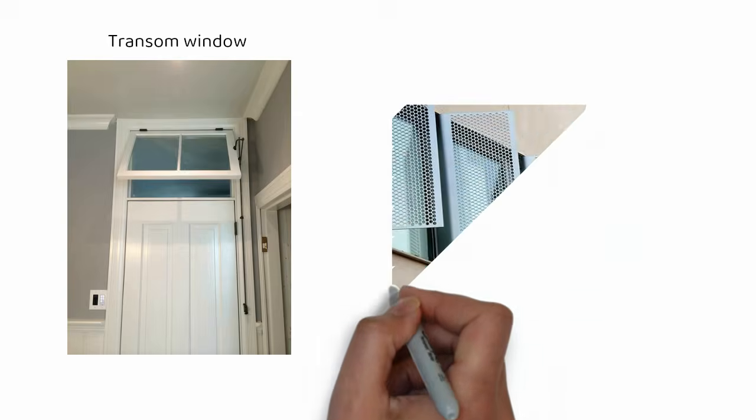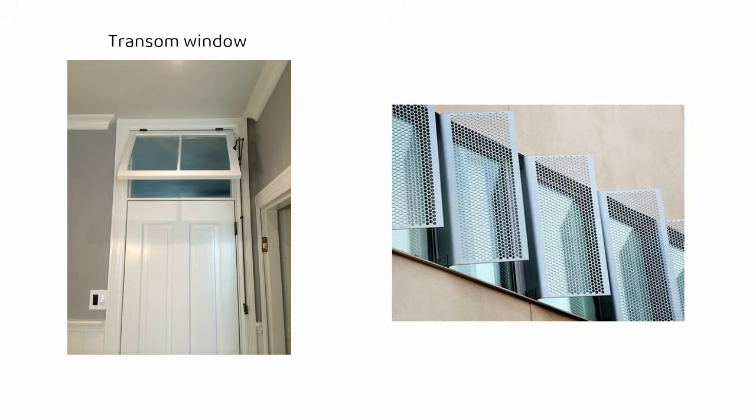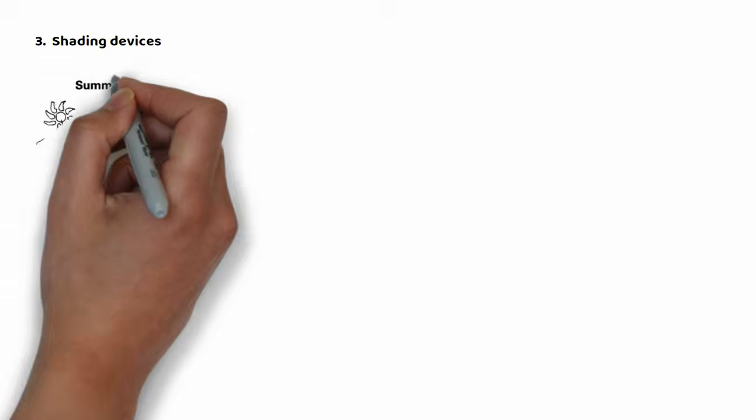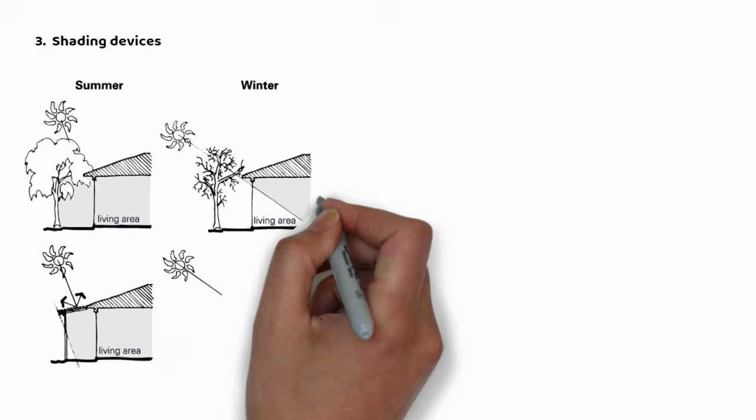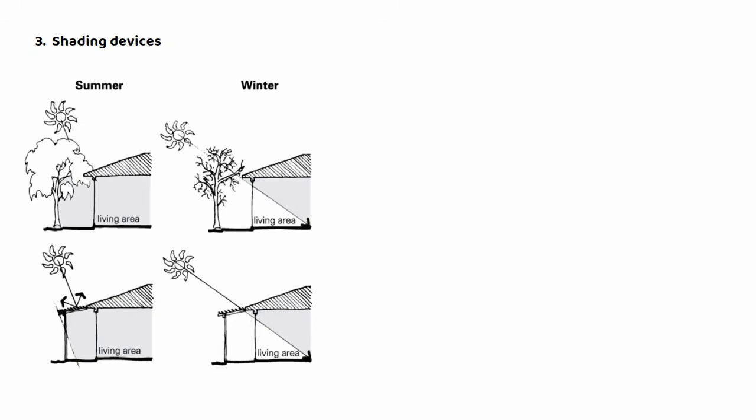Stack effect design. The greater the vertical distance between inlet and outlet, the stronger the natural airflow. Internal ventilation. Use transom windows above doors, ventilated partitions, or perforated panels, like jali, to circulate air between rooms. Shading devices. Ventilation is useless if openings just pull in hot air. Shading ensures air is cool and comfortable.